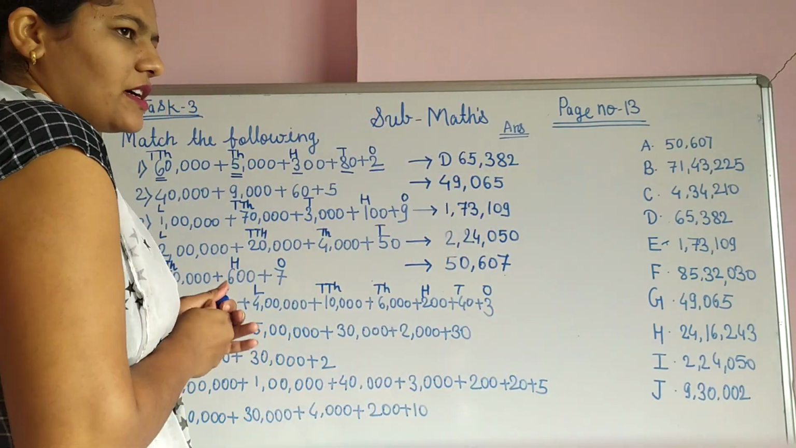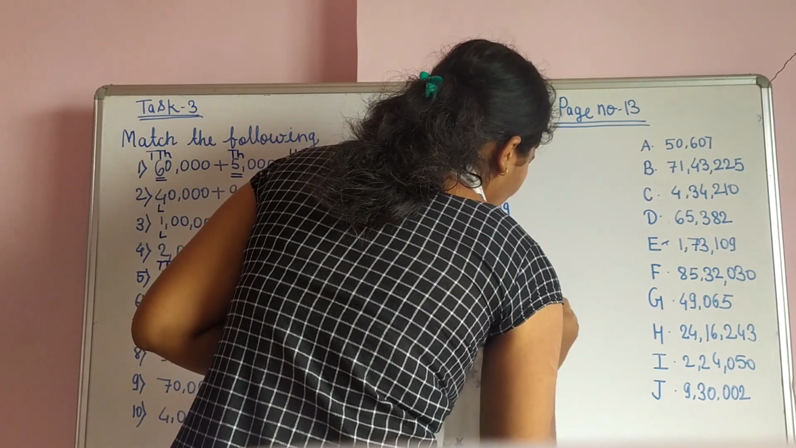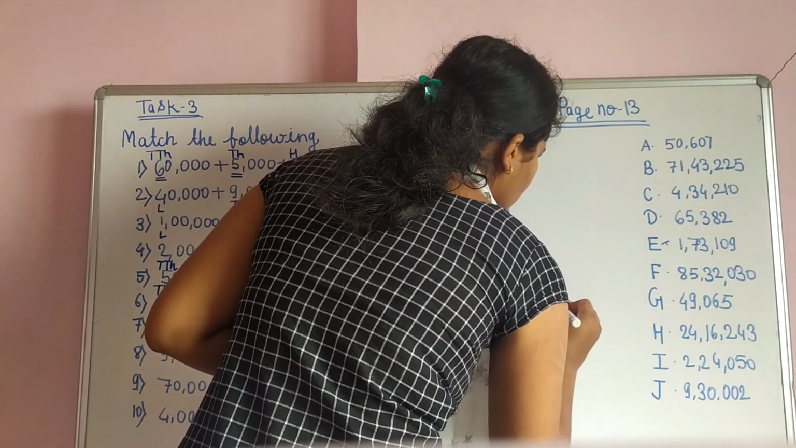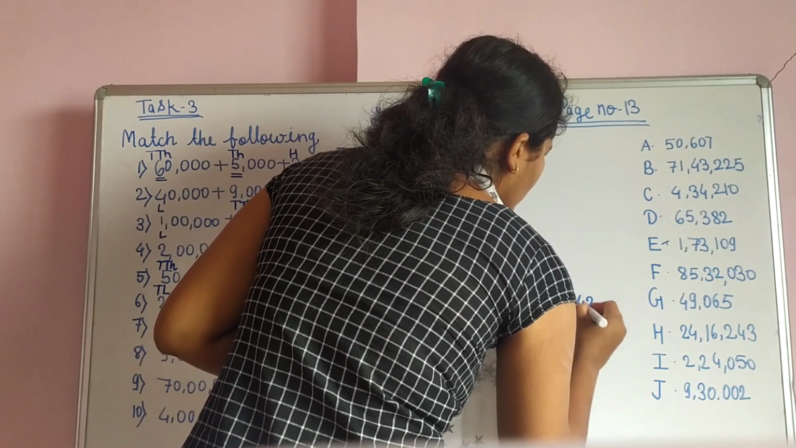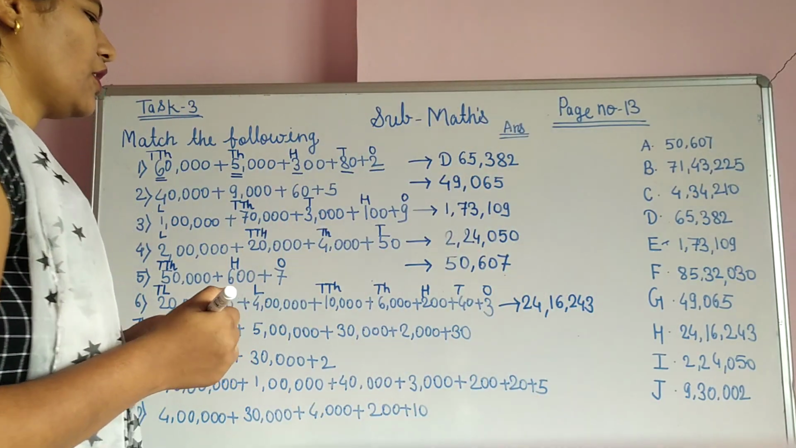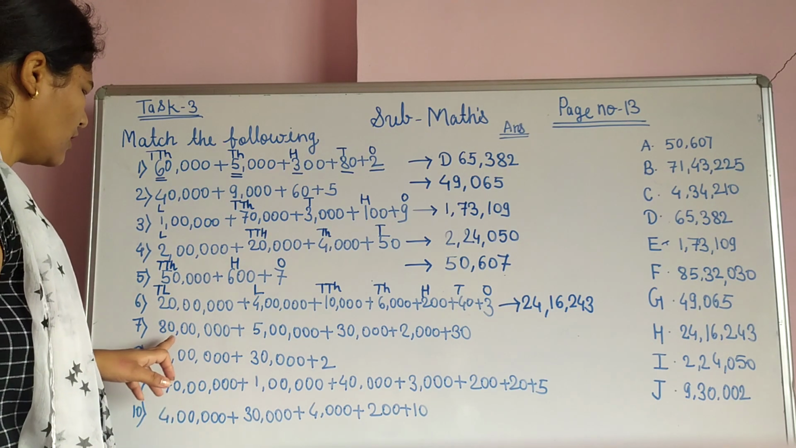So what is our answer? Our answer is 24 lakh 16,243. Now we will see the next sum. And in the next one also, what is there?